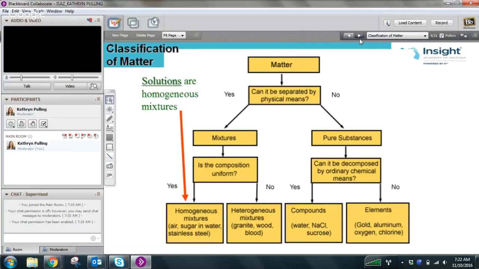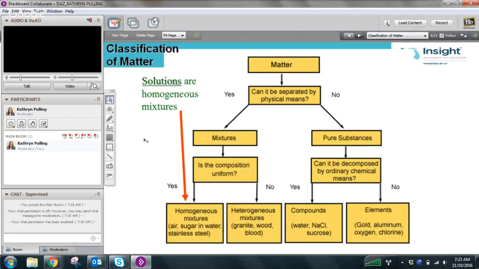Okay, so this is an organizer that really covers a lot of stuff that we talked about last semester. All right, so we talked about pure substances versus mixtures. Mixtures are things that can be separated. Then we got into even some more detail as far as types of mixtures, and homogeneous mixtures, where you can't tell the different parts from each other, were one of the types of mixtures, and that's where solutions fall. Solutions are one type of homogeneous mixtures.